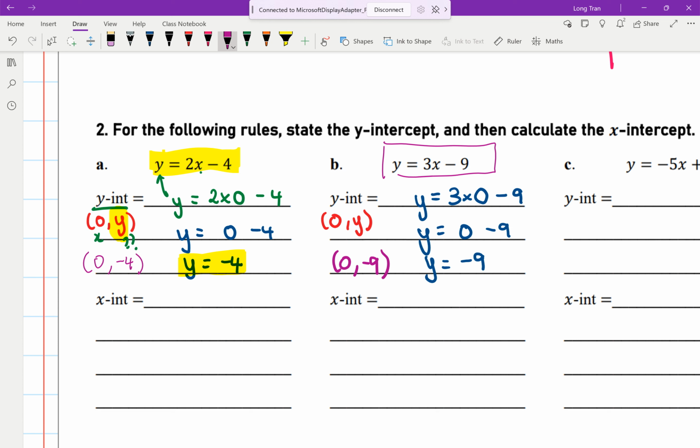Okay, now the first one, y-intercept. Have you guys noticed something? Look at the equation, and look at our y-intercept. Look at the equation, look at our y-intercept. What's the pattern? Have you seen something there?